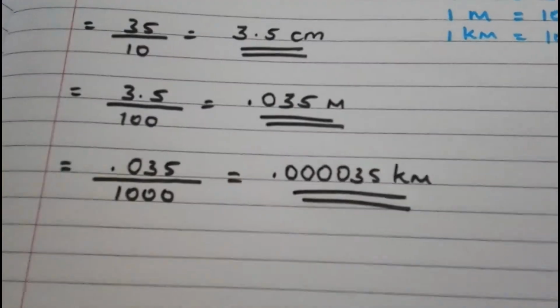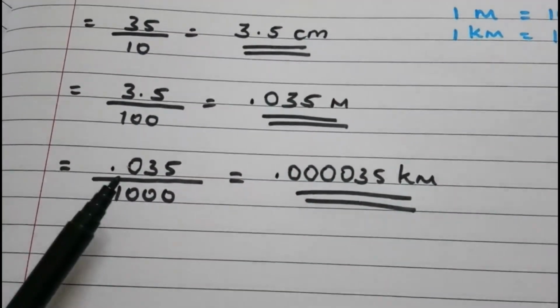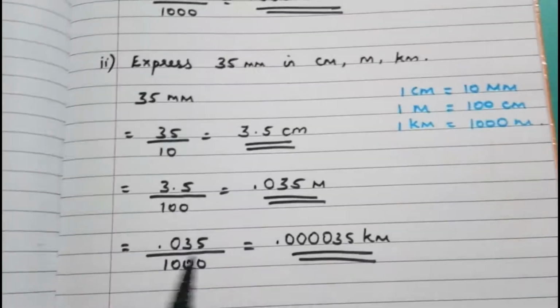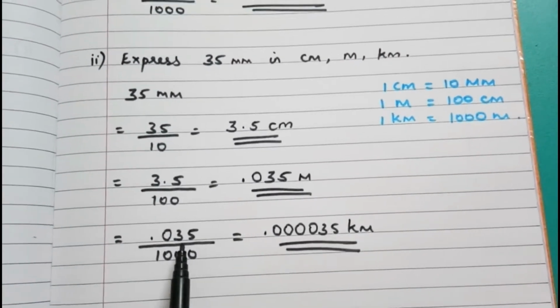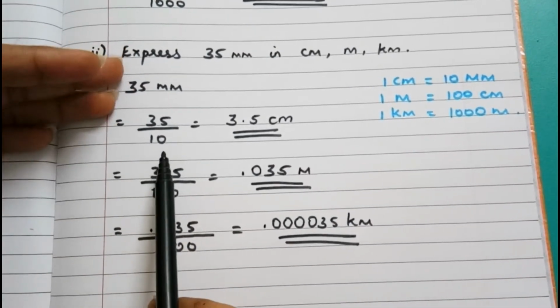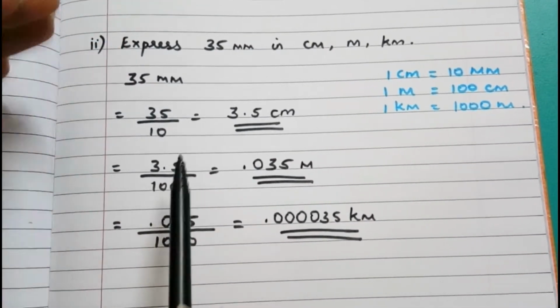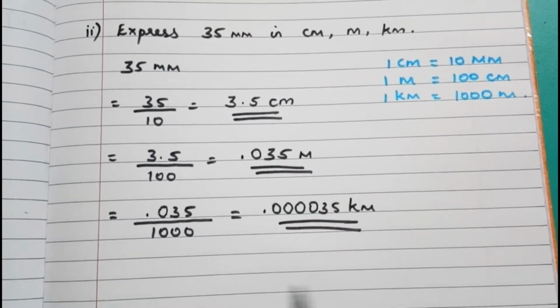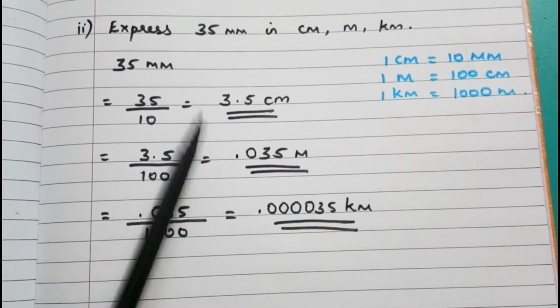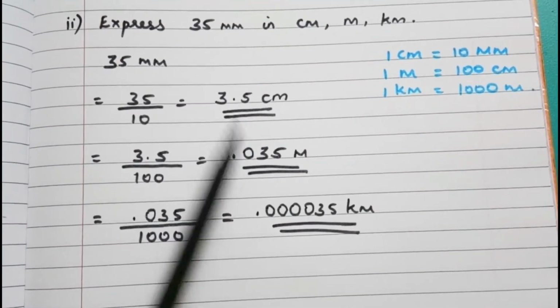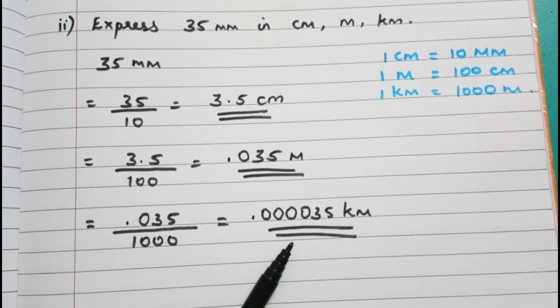I hope this is clear to everyone. How do we calculate when there are 3 zeros, that is when it is divided by 1000, when the numerator is 0.035, with or without a decimal in the numerator. Okay, so I hope this is clear to everyone. The millimeter value was given, and we converted it into centimeters, meters and kilometers.